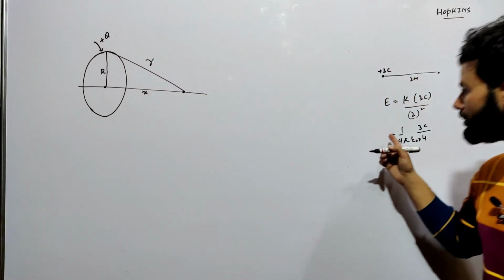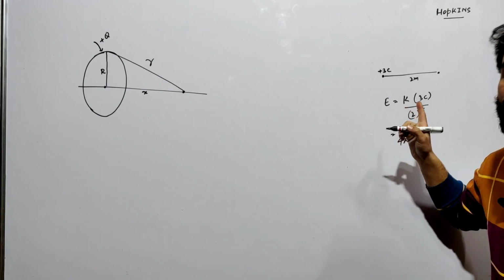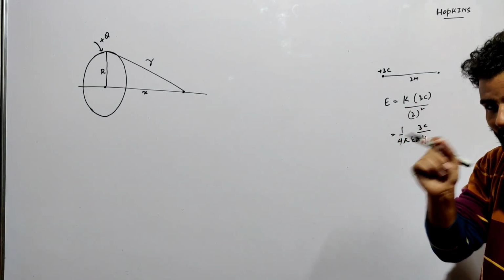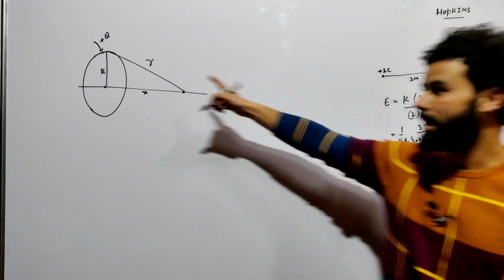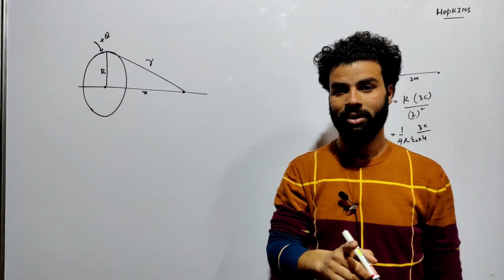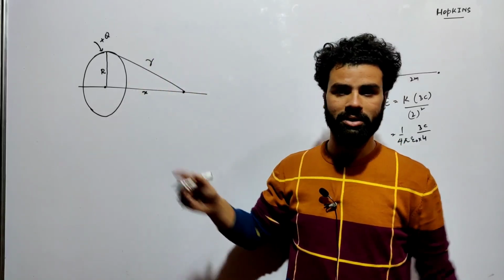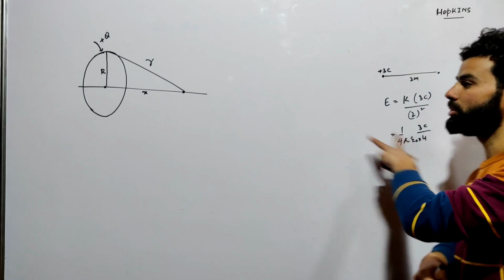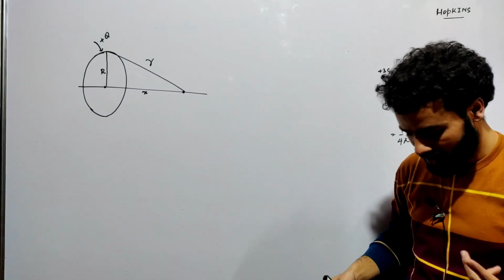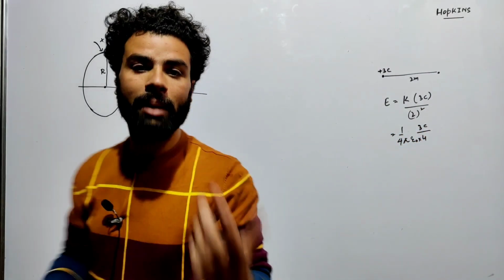Is that okay? But we cannot directly use this formula here. Why? Because this formula is applicable only to point charges, that small body, small charge, okay, point sized objects. But since here the ring is not point sized, it is a continuous body, some distribution of charge, we cannot directly use this formula here. That is why we're going to go for a different approach.